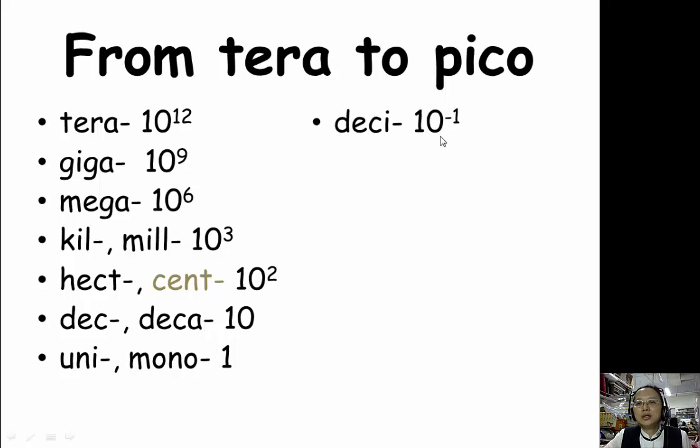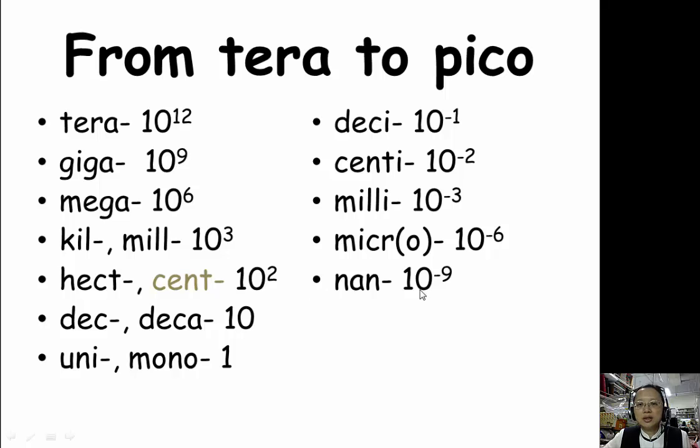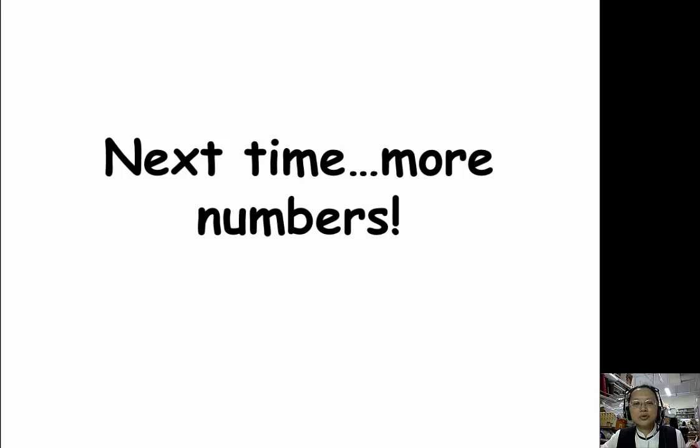Deci, that's 10 to the minus 1. And centi, C-E-N-T-I, means 10 to the power minus 2. Milli, M-I-L-L-I, is 10 to the power minus 3. Micro, M-I-C-R-O, is 10 to the power minus 6. Nano is 10 to the power minus 9. And the smallest one we introduced in this class is pico, 10 to the power minus 12. Next time, we will introduce more prefixes about numbers.